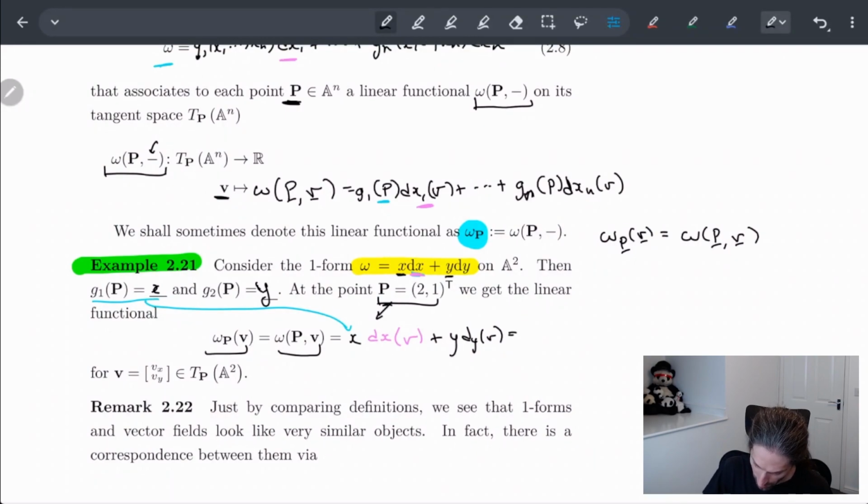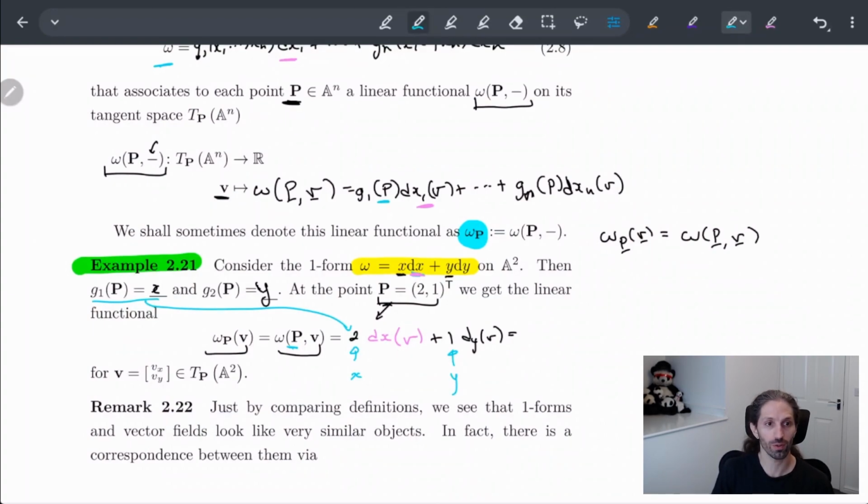In other words, this x really should just be 2 because we have a 2 in the x coordinate. And this y really should be 1. So here, I'll write this underneath instead. This is our x and this is our y. Because we already have this P here, I should have put the numbers in right away. Okay, so what is dx of v?